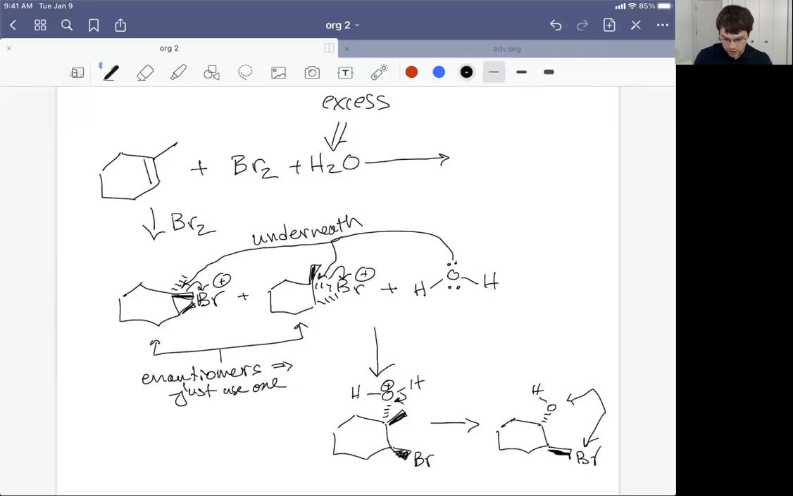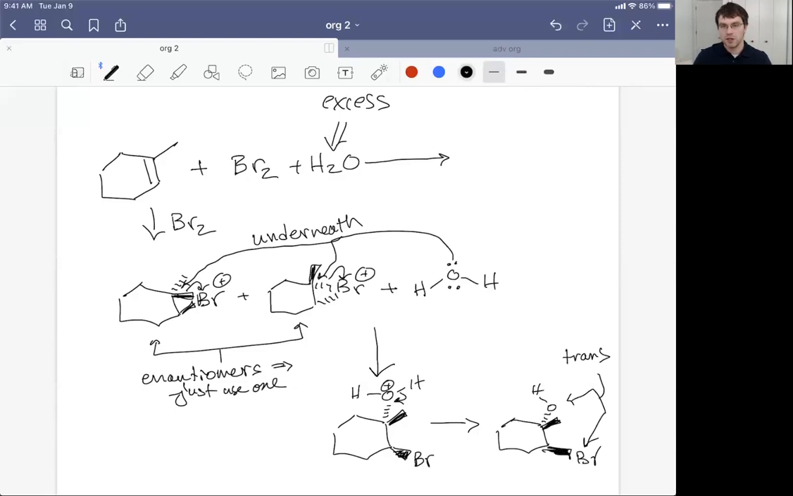These two are trans to each other, but it's not a trans geometry because there's a third group. So trans, like overall trans, doesn't apply, but the important thing is the OH and the Br are trans to each other.